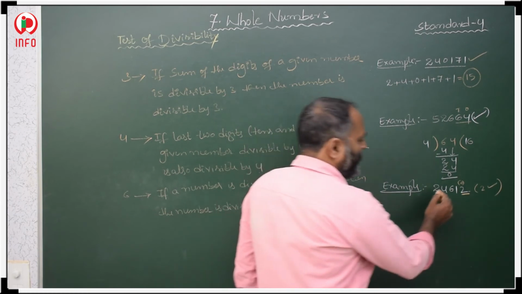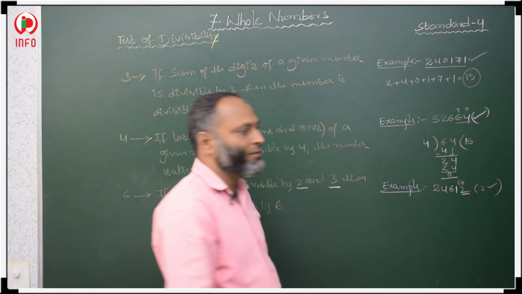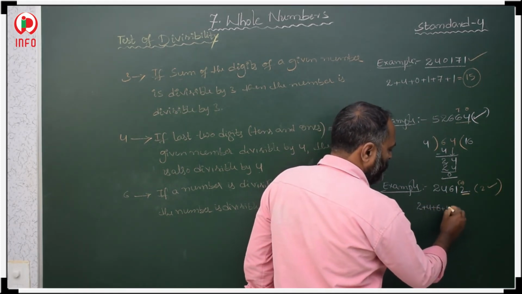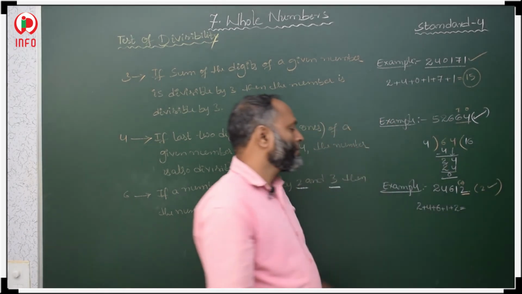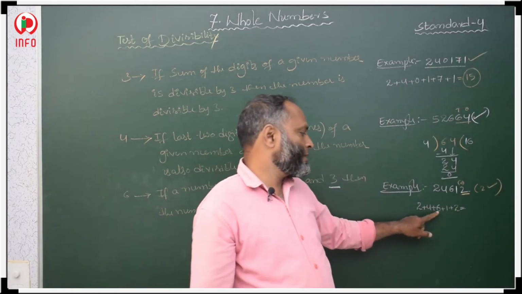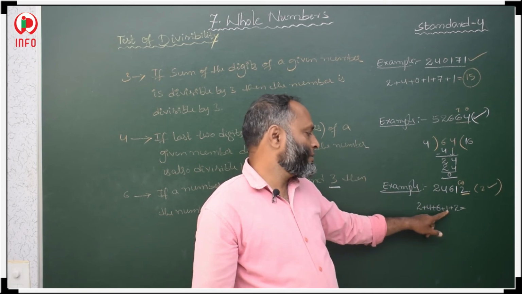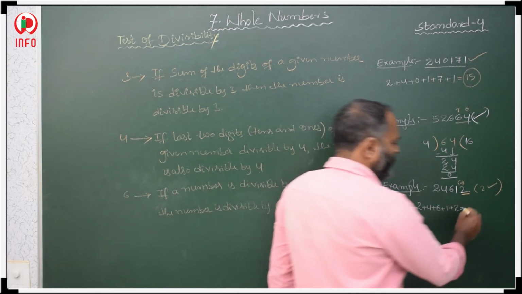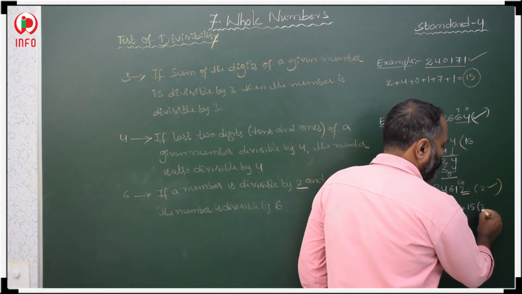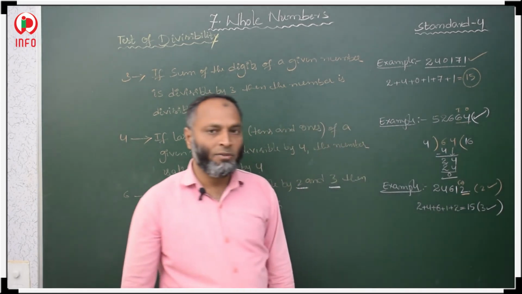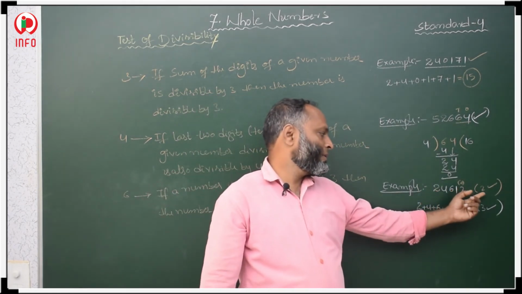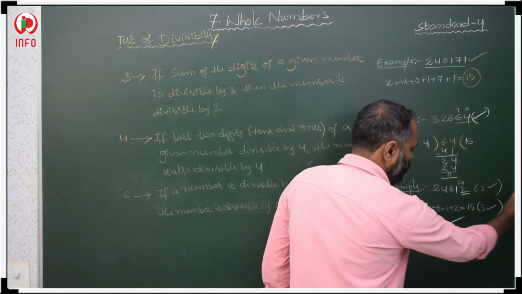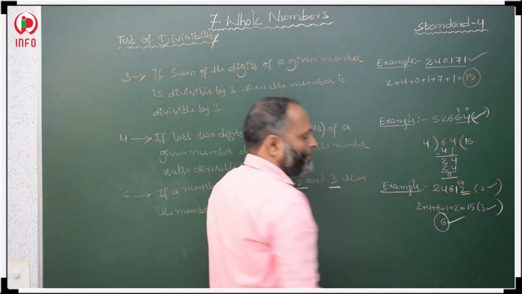Next, the condition for 3. For 3, again we have to find the sum of the digits. How to find it? 2 plus 4 plus 6 plus 1 plus 2. Then find the sum. 2 plus 4 is 6, 6 plus 6 is 12, 12 plus 1 is 13, 13 plus 2 is 15. 15 is divisible by 3. So this number is divisible by 2 as well as 3. So in these two tables this number is divisible, so it is divisible by 6 also.